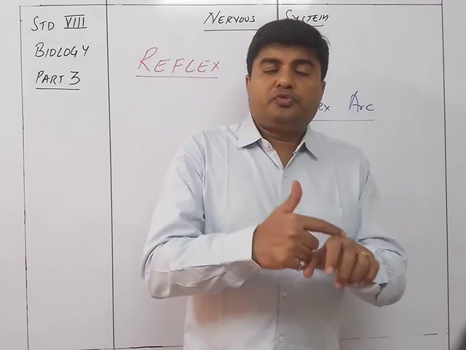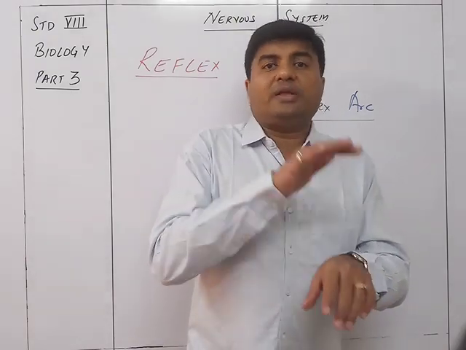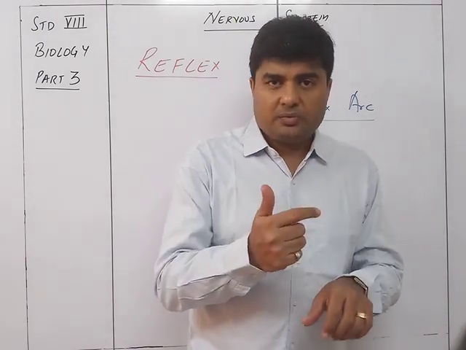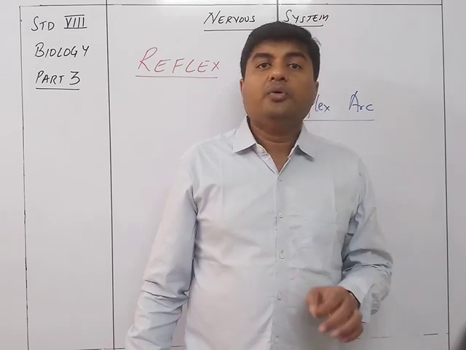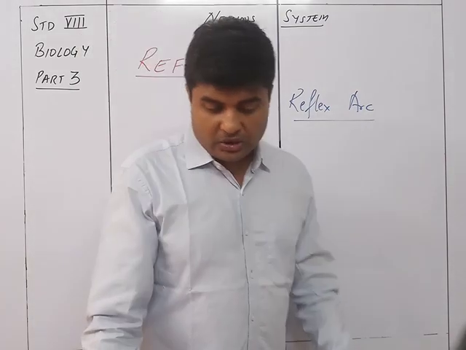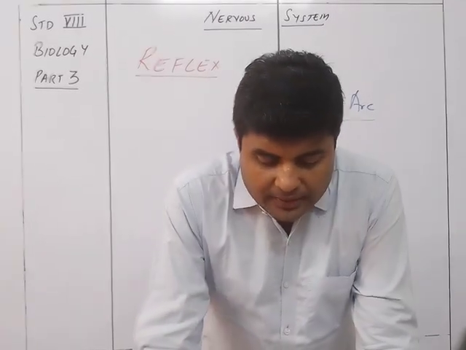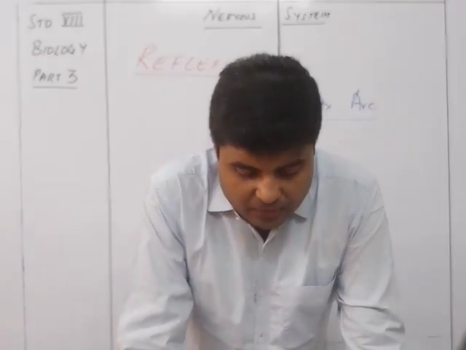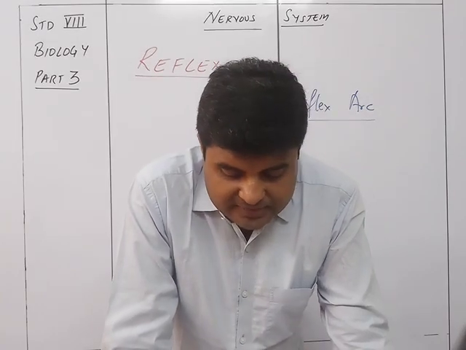So, from the receptor to the effector, the shortest path which is going to be available for this complete impulse to take place is called as the reflex arc. So the shortest path of the nerve impulse from a receptor to the effector, which makes the reflex action possible, is called as the reflex arc.